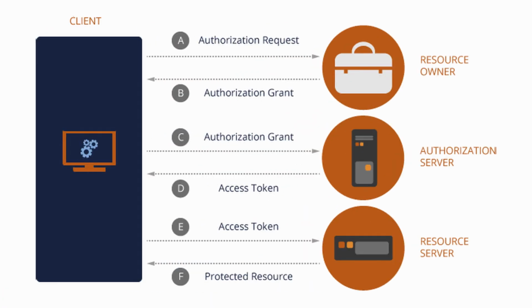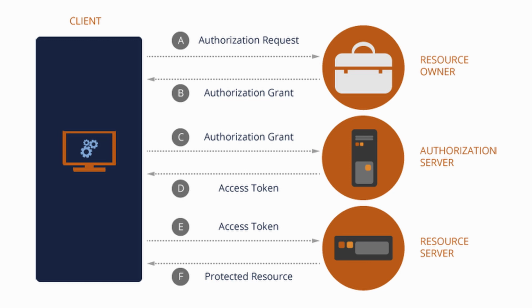OAuth 2.0 authorization flow has the following roles: resource owner, resource server, client, and authorization server. Resource owner is the entity that can grant access to a protected resource. Typically, this is the end user. Resource server is the server hosting the protected resources you want to access. Client is the application requesting access to a protected resource on behalf of the resource owner. Authorization server is the server that authenticates the resource owner and issues access tokens after getting proper authorization. In our case, this would be Okta.